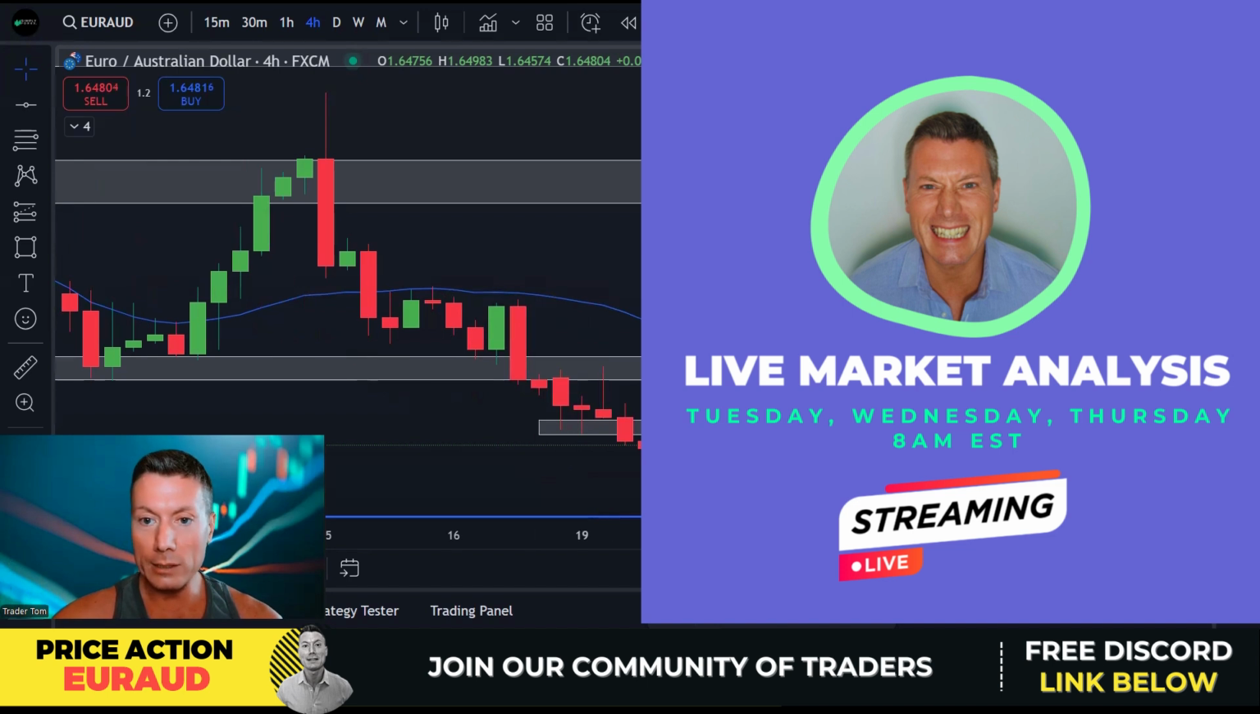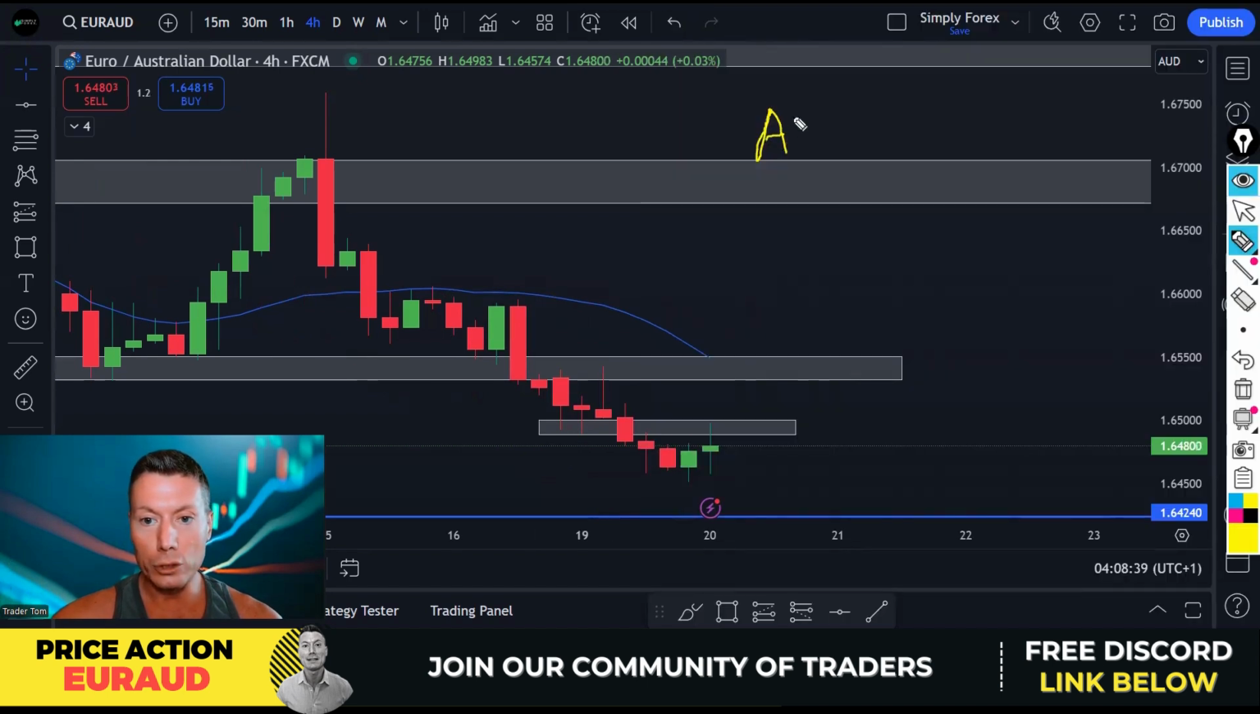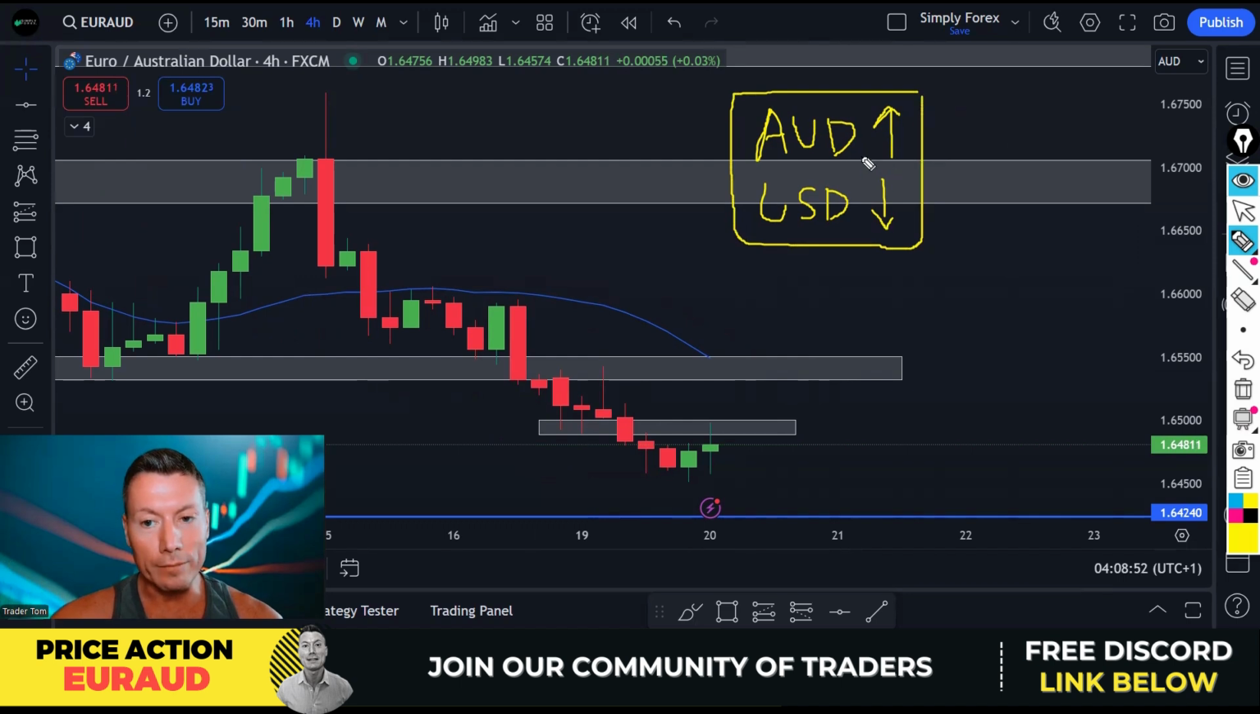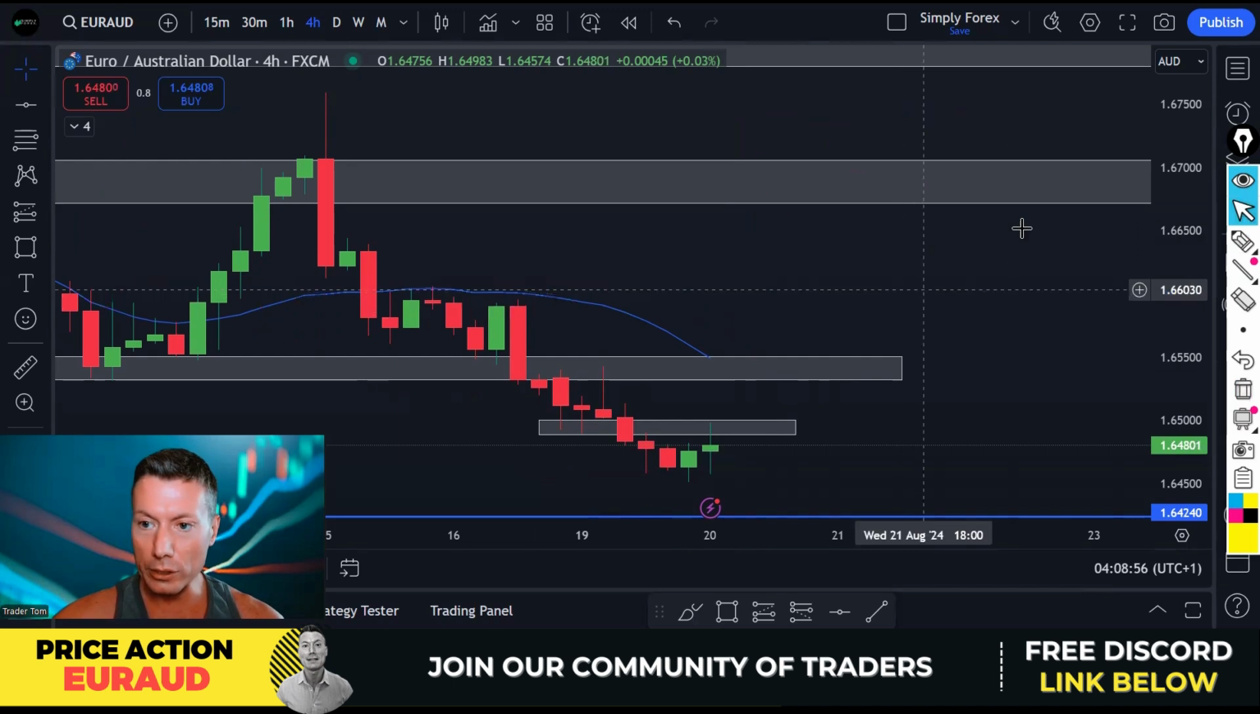Right, trades for today, guys. So the trades for today is all about Aussie dollar strength, okay, and also US dollar weakness. Yeah, these are the two overriding weaknesses and strengths in the market. Aussie dollar strength, US dollar weakness, right? So let's start with Aussie dollar strength.